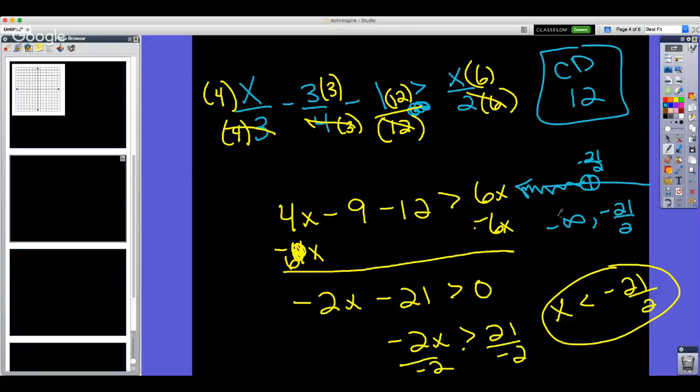Good. And is this a bracket or a parenthesis? Parentheses. Good. Is this a bracket or parenthesis? Bracket. Oh wait, no, parentheses. Parenthesis because it's right. And so that would be interval notation, okay?